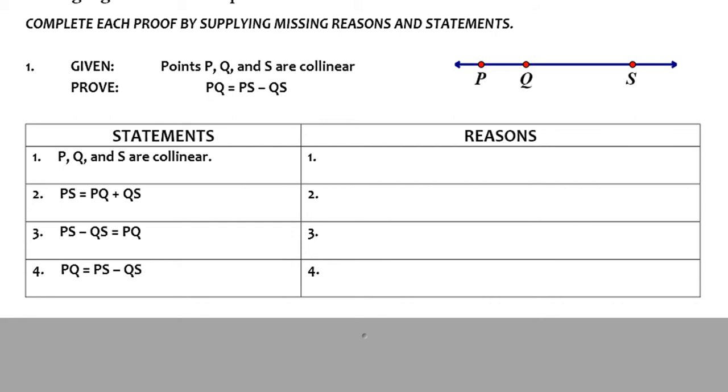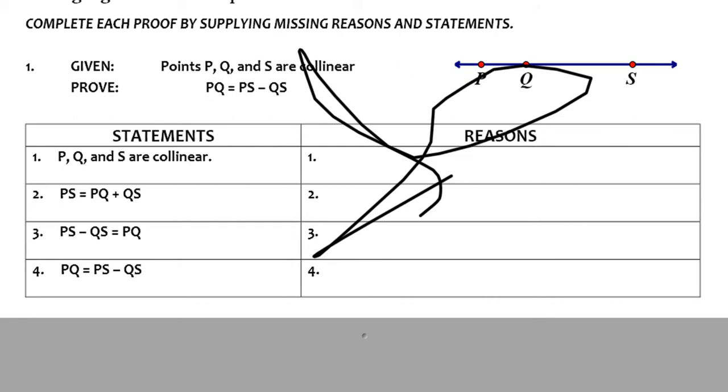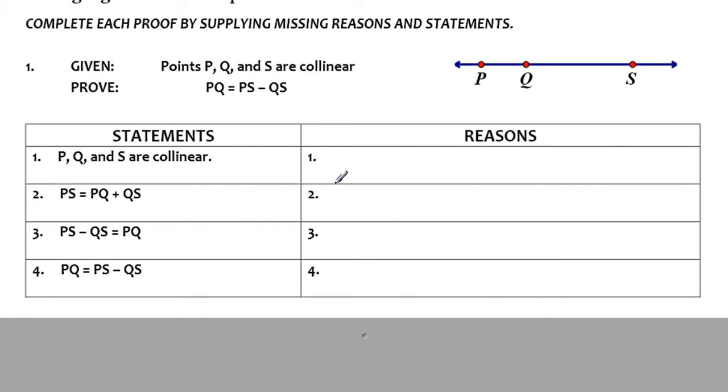when you're putting a reason in, all you're doing is basically saying why you're allowed to do that. So you're going to be using a lot of definitions. So the first one, P, Q, and S are collinear. Well, that was given to us. That's right here. So that's always going to be our given.